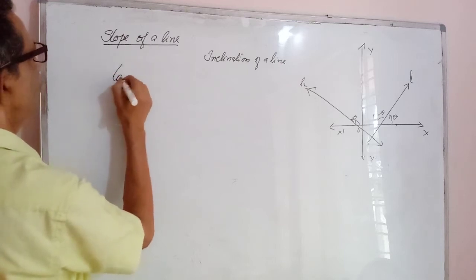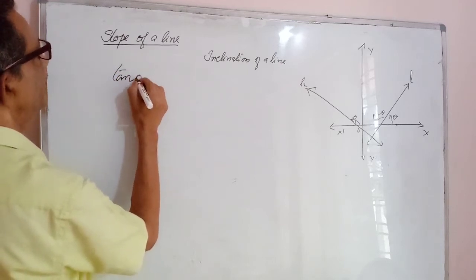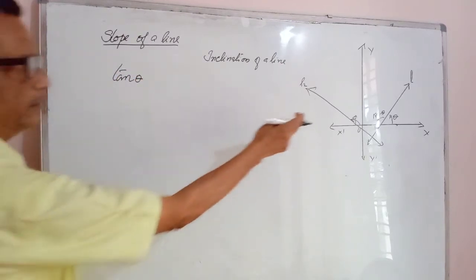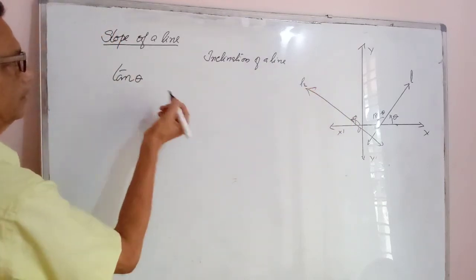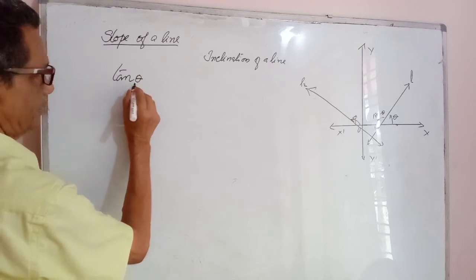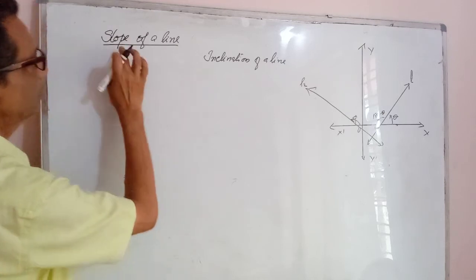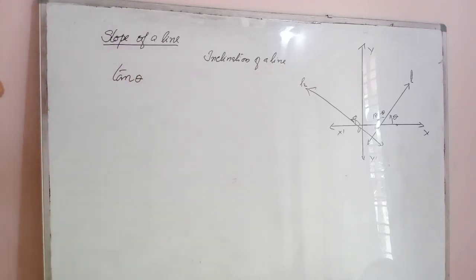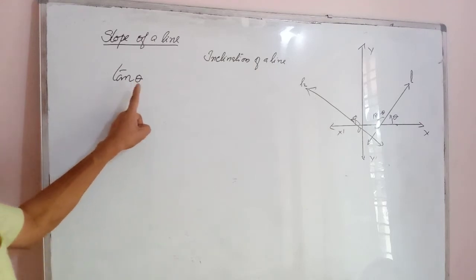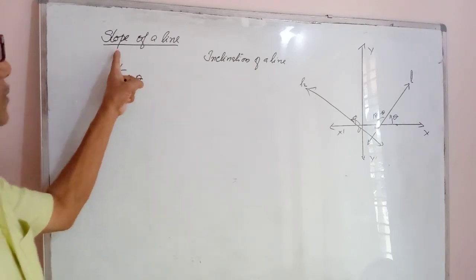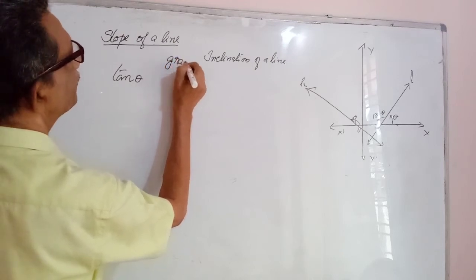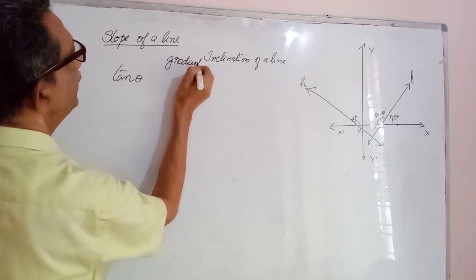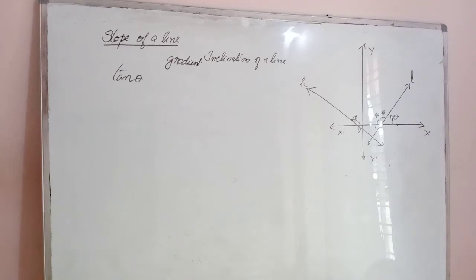So the inclination of the line L is theta. Then tan of the inclination, that is tan theta, is called the slope of that line L. This tan of the inclination of a line is called its slope, or another name for slope is gradient of the line, slope or gradient of a line.